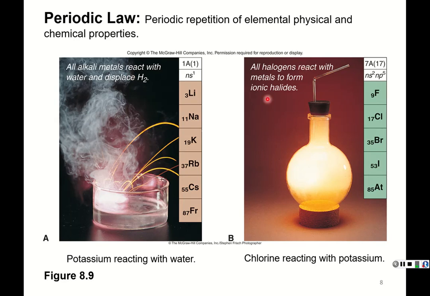And then halogens, they all react with metals to form ionic halides, and that again is because they have that electron configuration where they really want to gain an electron to get a noble gas configuration, so they react with these metals to form halides.